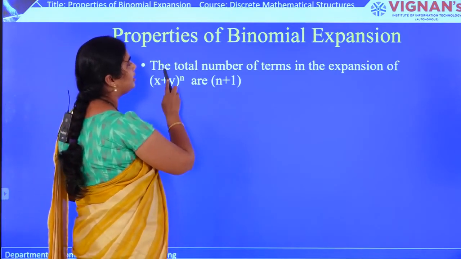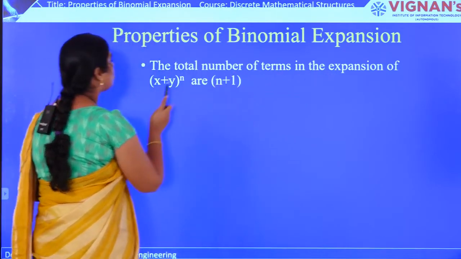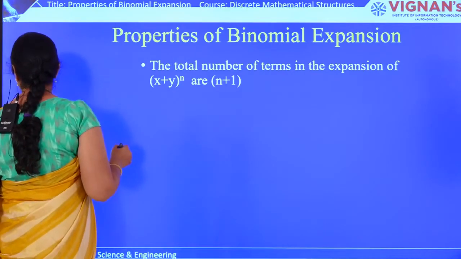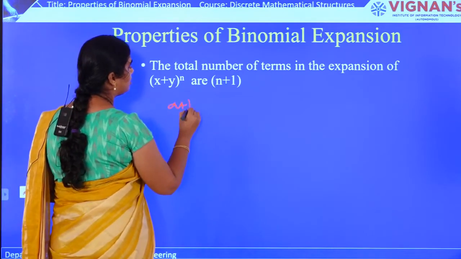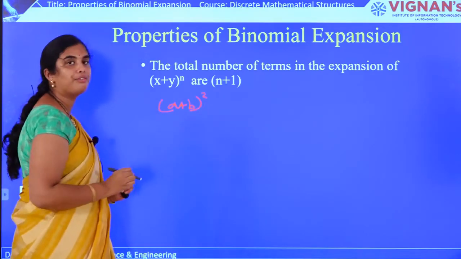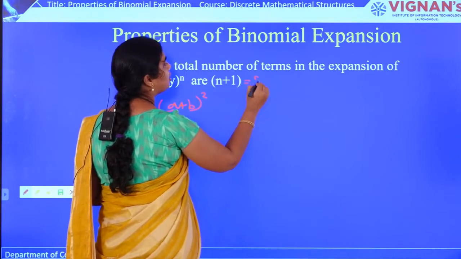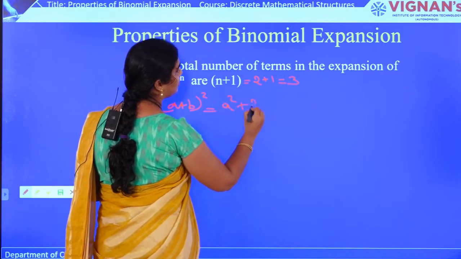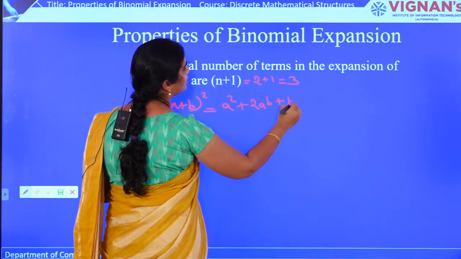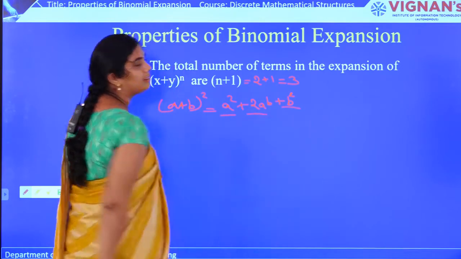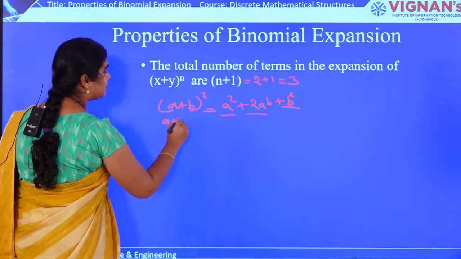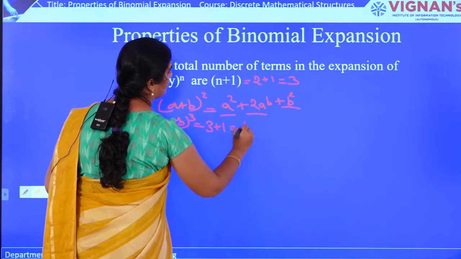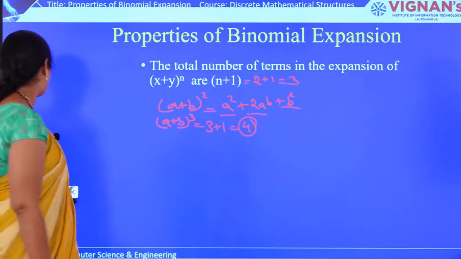The first property is that the total number of terms in the expansion of x plus y whole to the power of n will be n plus 1. Suppose I am expanding a plus b whole square. Then the total number of terms will be n plus 1, meaning 2 plus 1, that is equal to 3. a plus b whole square gives a square plus 2ab plus b square. So, these are the 3 terms. Suppose I expand a plus b whole cube, then the number of terms I will get is 3 plus 1, that is equal to 4. This is the first property.